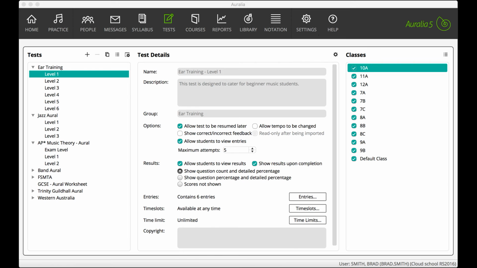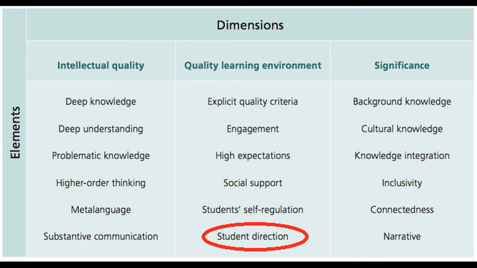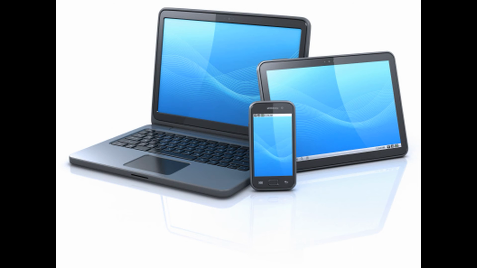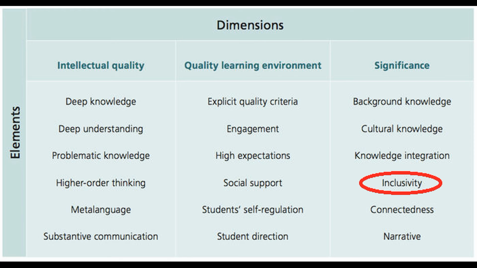Auralia has a large focus on student direction, as the student is able to learn at their own pace. They're able to repeat topics that they're struggling with, or move on to new topics for those that are putting in the extra work. Auralia is available on mobile devices, tablets, and computers, so students can use the software both at school and at home.